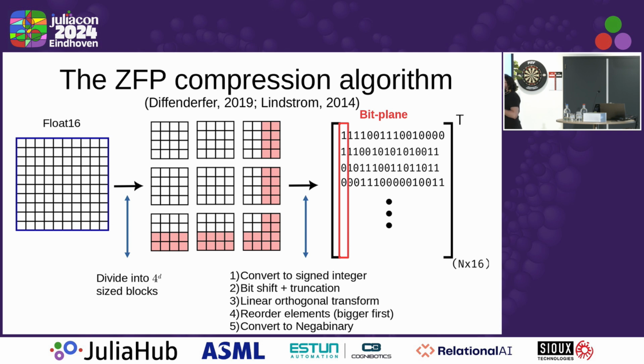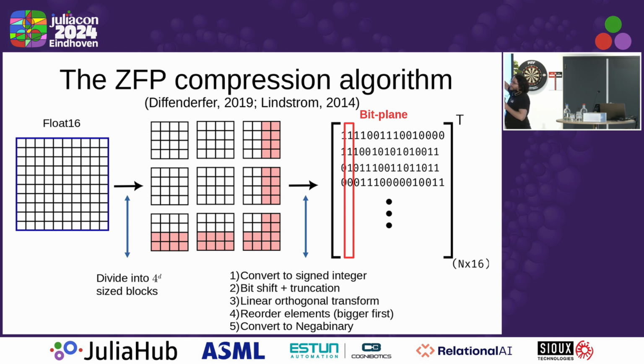What does that mean? I did some reordering, and the negative binary representation makes it so that the first bit is always the most significant, which means that if you ignore all of this and only use this, supposedly you have a lossy representation of your number. And if you use 2 bit planes, then you have 2 bytes that you're associating with it, and so on and so forth.